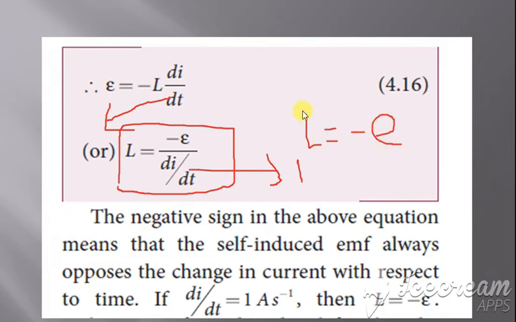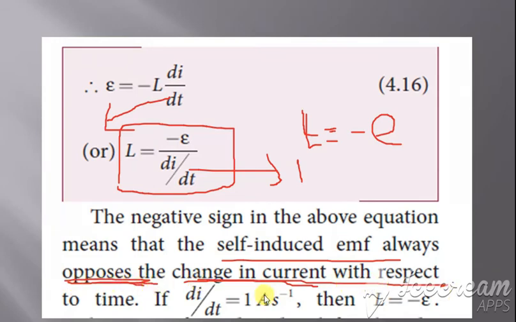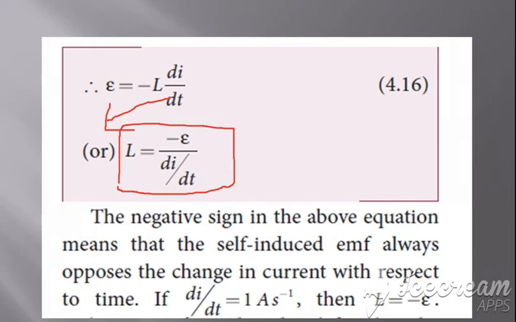Okay, so L is what? Self inductance. That is equal to what? Minus E. So what is minus E? Opposing EMF. Self induced EMF always opposes the change in the current with respect to time. So if di by dt is 1, then L is equal to minus E. Okay, so clear. So this is the next definition for self inductance.